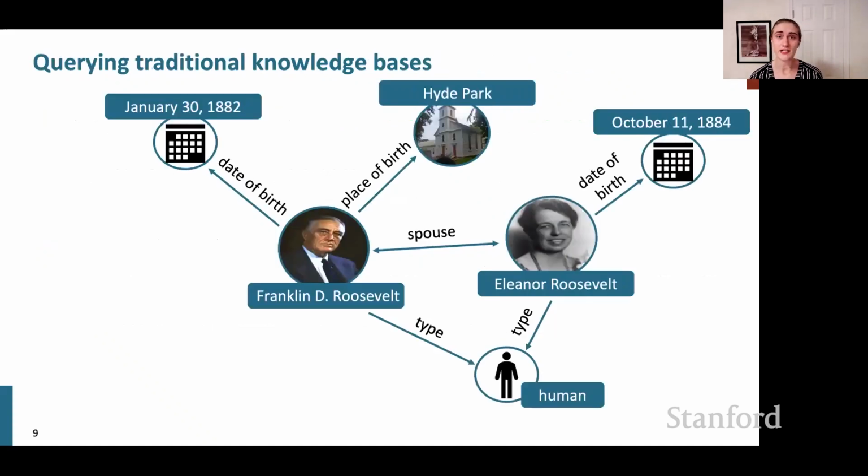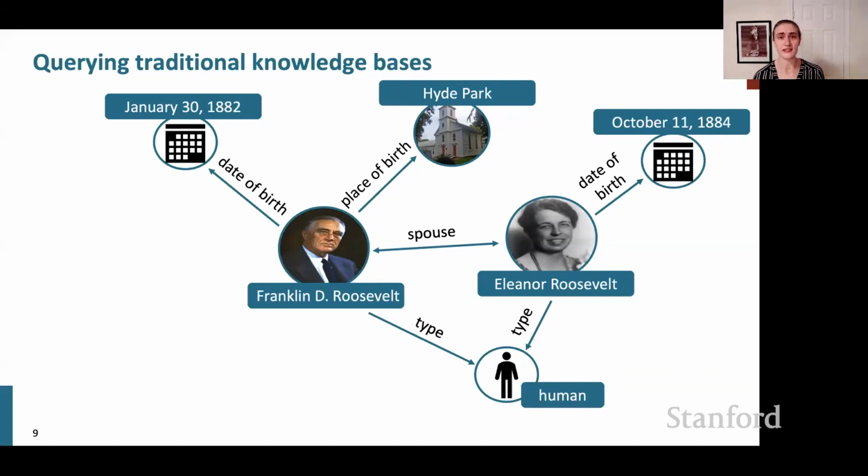So I want to make it super clear what I mean by a knowledge base. Here we're just talking about a knowledge graph, where the nodes in the graph would be entities, and the edges are going to be relations between the entities. So for example, here we have a subset of a knowledge graph for Franklin D. Roosevelt, and you see the information about his spouse, his place of birth, his date of birth, and so on.